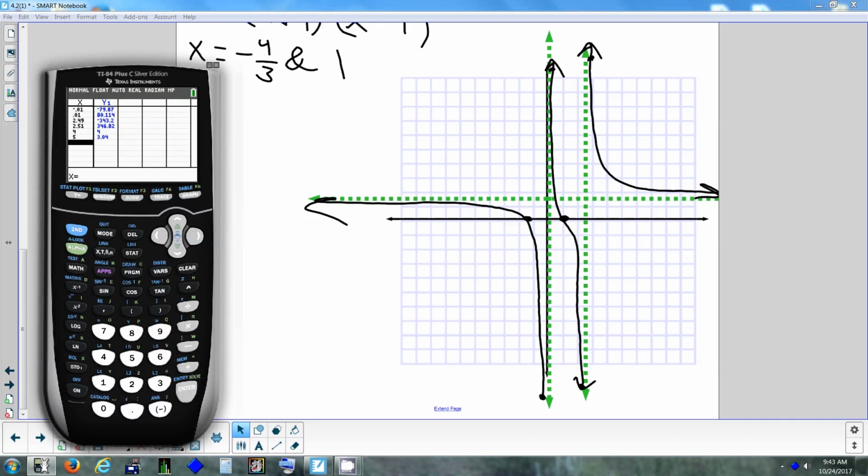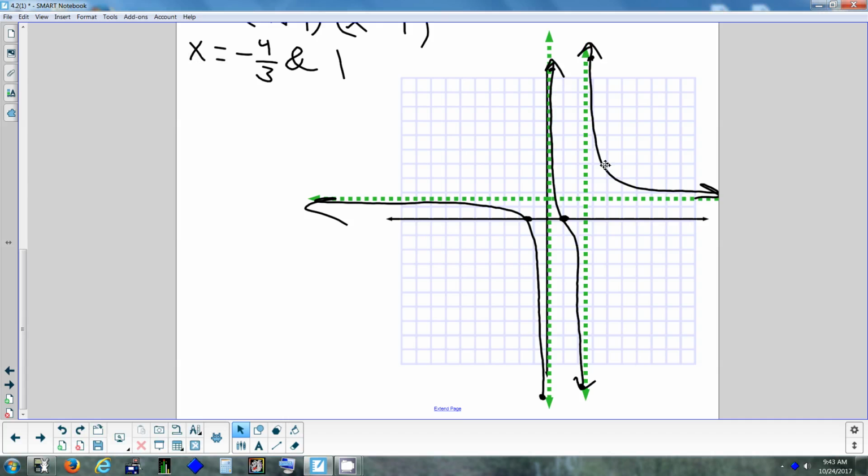So I should go through the point 4, 4. 1, 2, 3, 4. 1, 2, 3, 4. So I should be right there. I'm a little bit off. That's okay.